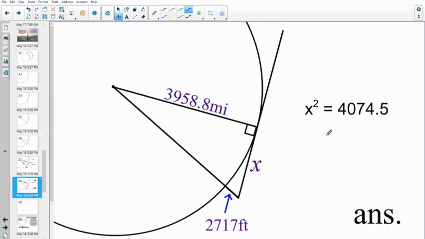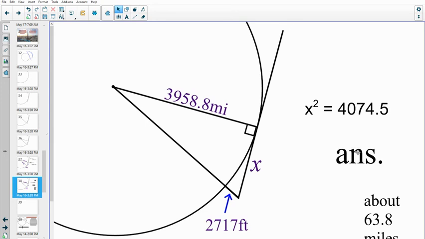When I solved for x squared, I got that x squared was 4,074.5. And so I took the square root of both sides of the equation to find that x is about 63.8 miles.